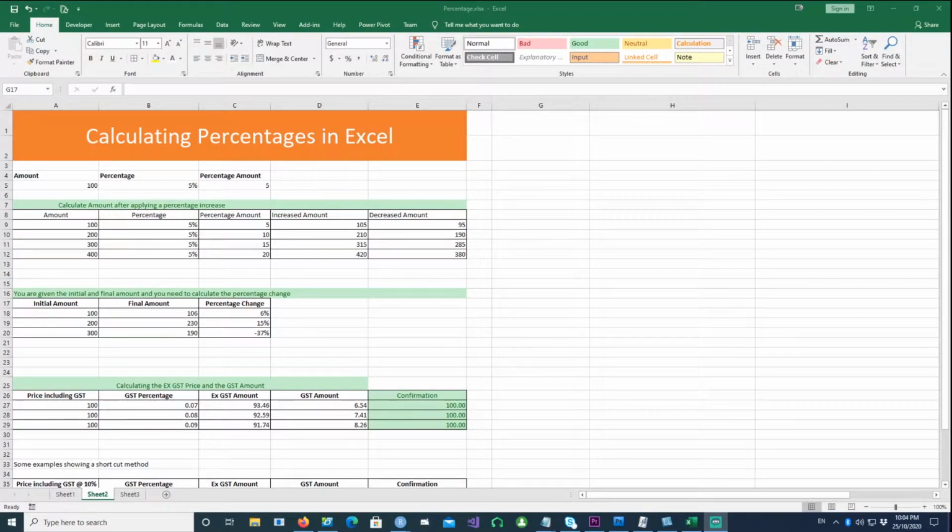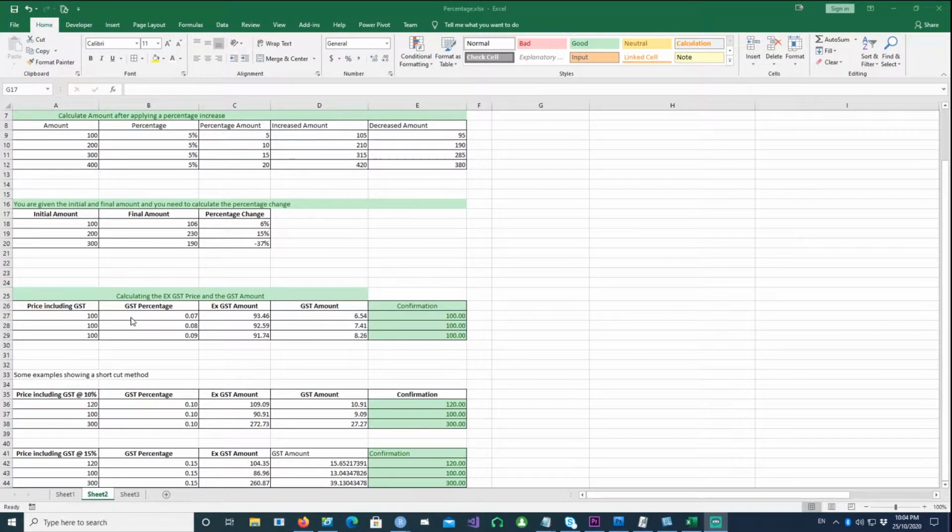Hi, in this video we will talk about calculating percentages in Excel. We'll start with the basic example and then we will talk about some practical usage of that. For example, calculating a percentage increase or decrease, and if you're given an initial amount and a final amount, what's the percentage change from that?